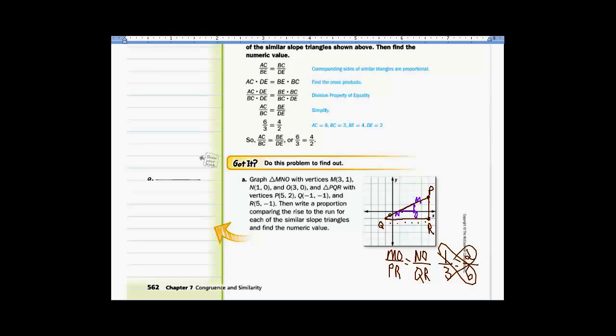There are your cross products. 2 times 3, 1 times 6, they're both 6. That is our proportion. That is its numeric value. So not too bad. All right, let's move on.